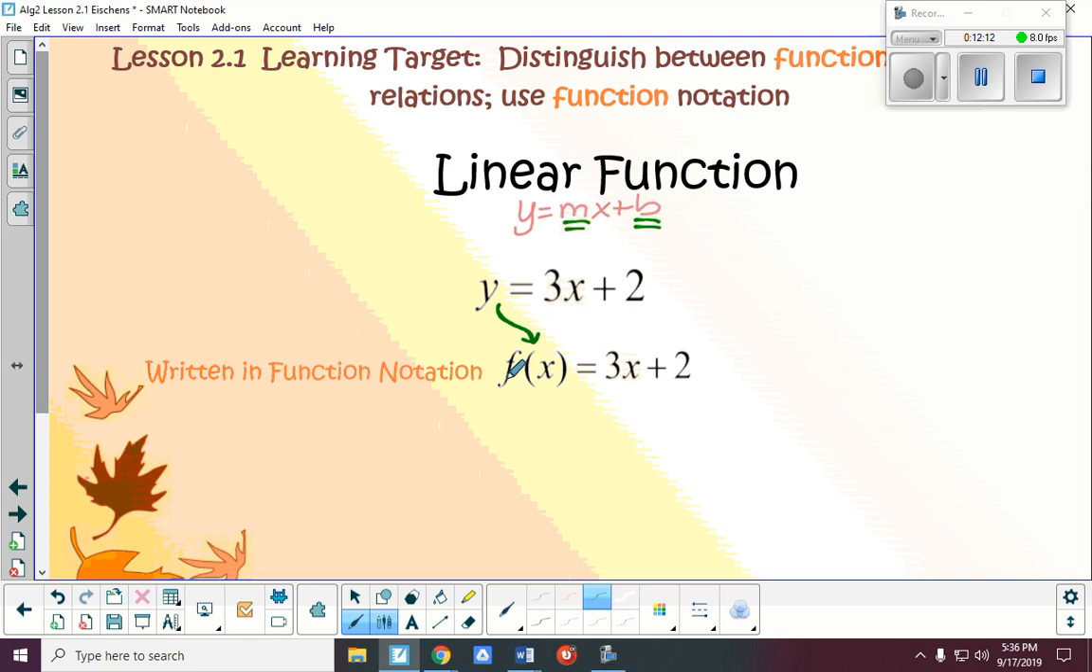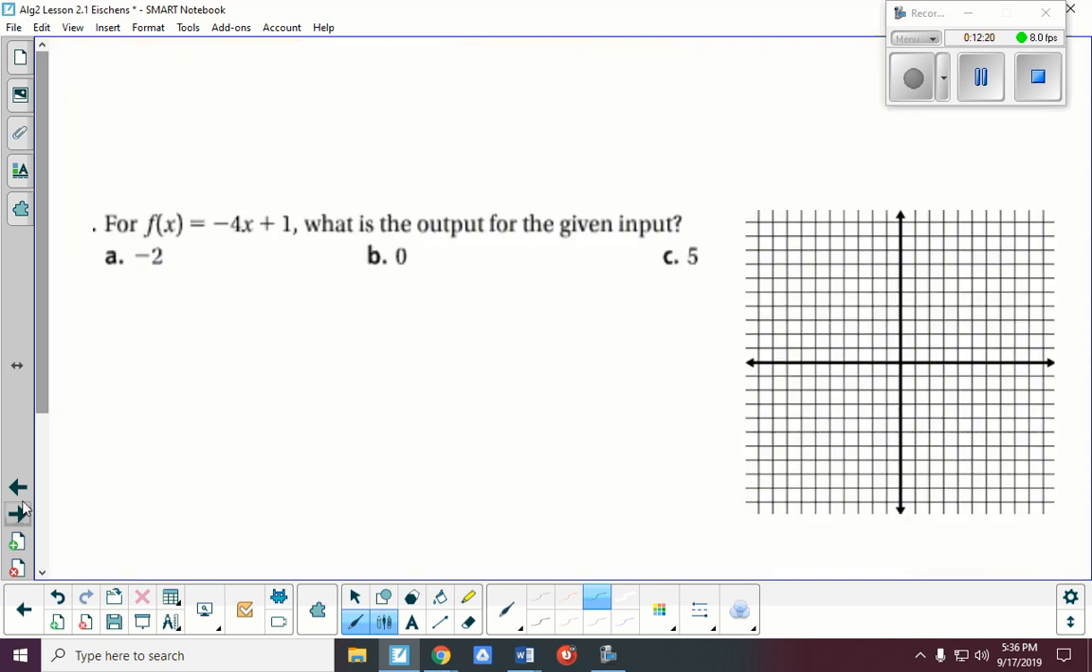So when you see f of x, think, oh, that's like a y. It's just like a y. You could write a y right here. So let's show you how that works. So for the function f of x equals -4x plus 1, what is the output for the given input?